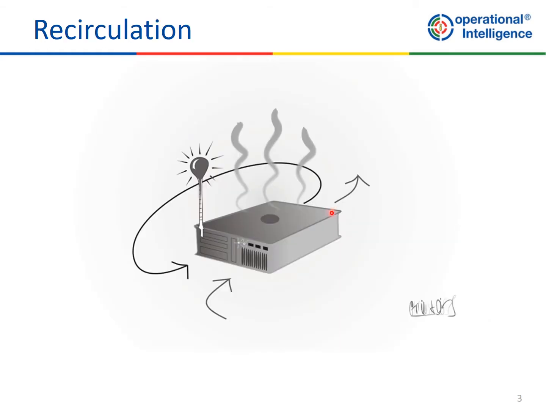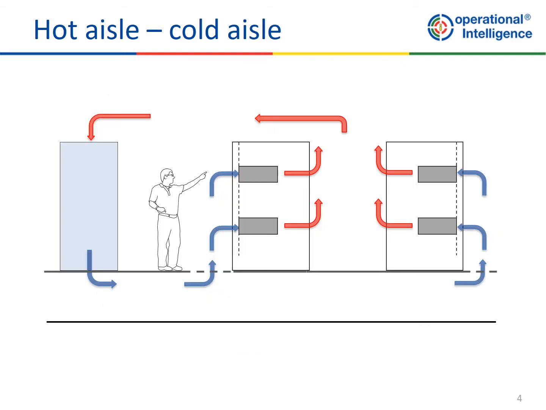Recirculation is air which is coming off the back of a server, like this one here, and is entering the air intake here, which is mixing up with the cold air provided by the cooling units, and hence you're getting a warmer temperature at the server or IT equipment inlet.